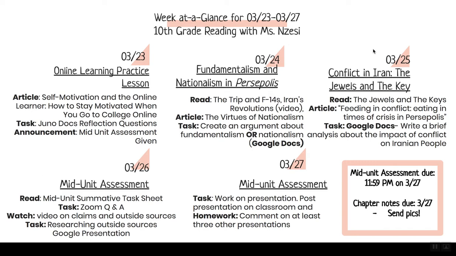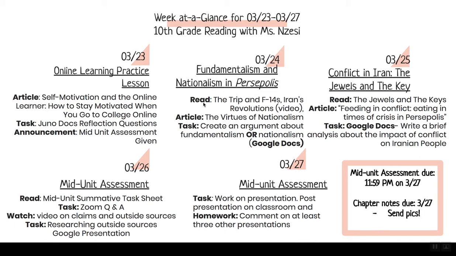So what you're going to see is the week at a glance for every single slide, I'm sorry, every single PowerPoint presentation that I'll post. It just outlines what's going to happen throughout the course of the week. So today is 3-24. It's Tuesday. We're going to be focusing on fundamentalism and nationalism in Persepolis.